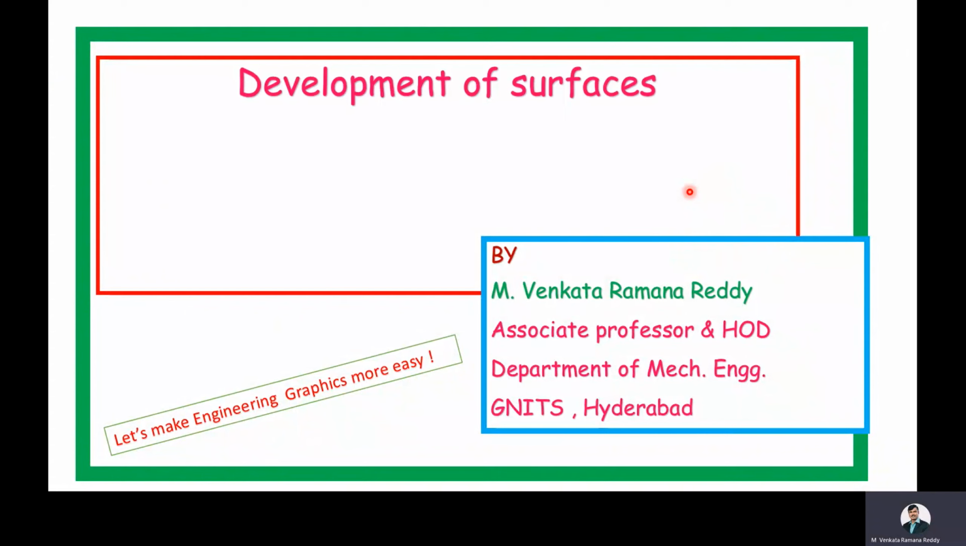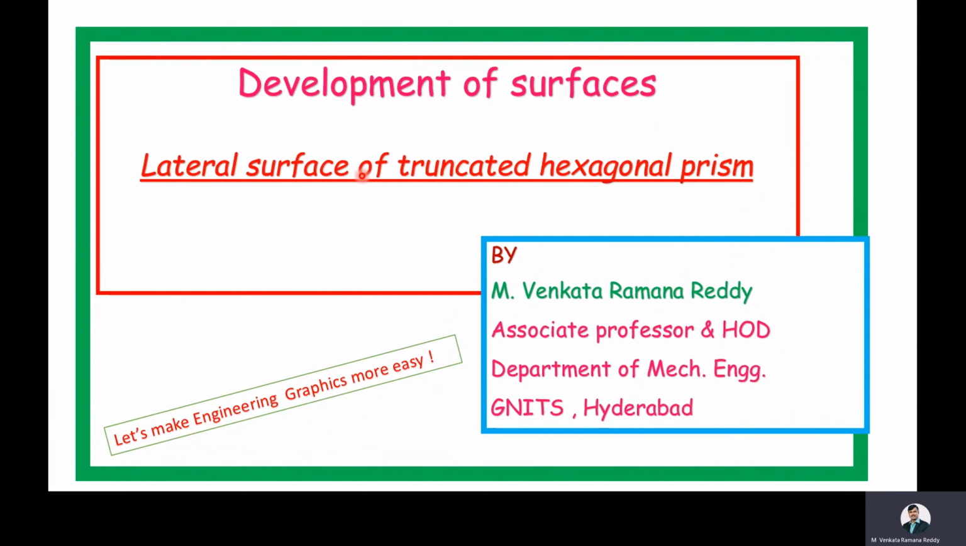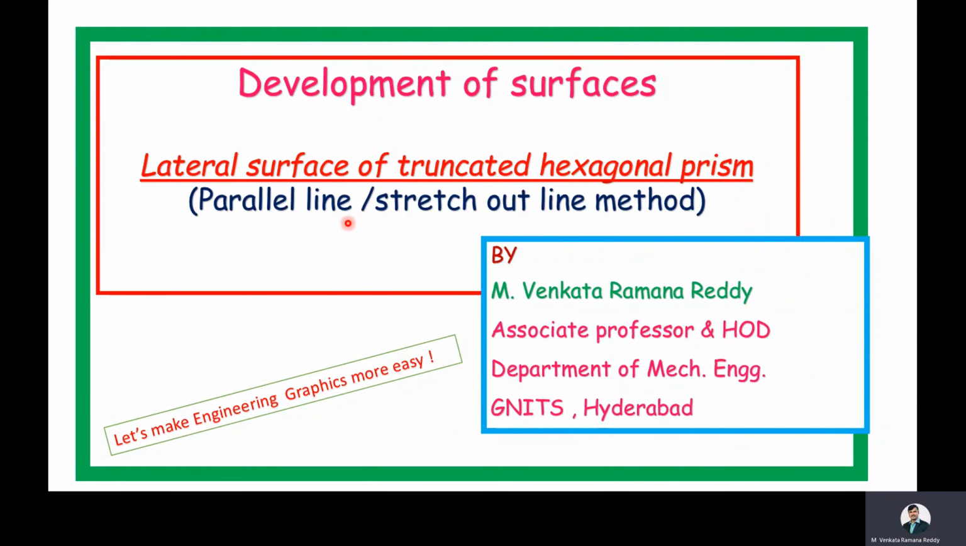Welcome to the discussion on the topic development of surfaces. Under development of surfaces, we are discussing now development of lateral surface of truncated hexagonal prism. For the development of lateral surface of the truncated hexagonal prism, we are using parallel line method, and it's also called stretch out line method. This is the second solved problem we are discussing under parallel line method.